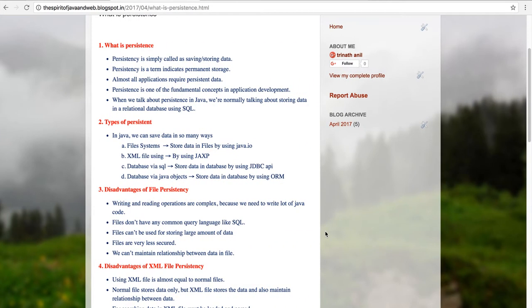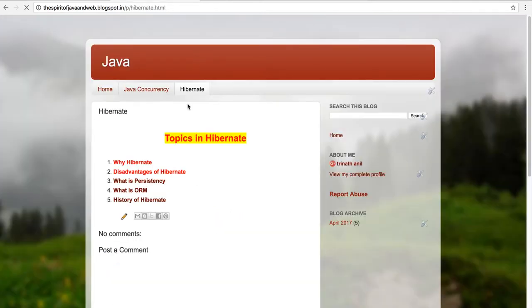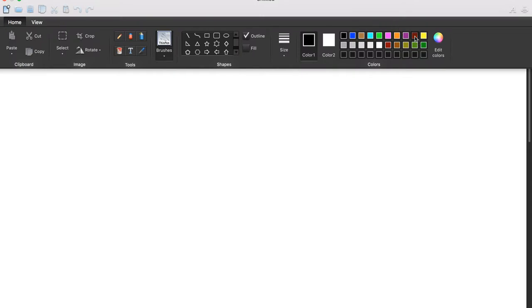Okay. In previous sessions, we discussed the basics of Hibernate. Why Hibernate? Why am I going to Hibernate? That is our first session. The second session is the disadvantages, and the third session is why persistency. In the previous session I also explained something about persistency. Just now I'm again explaining what the persistency layers and types of persistencies are.